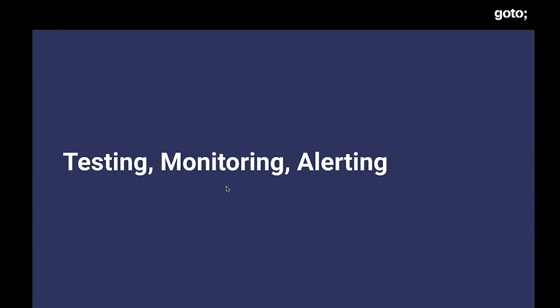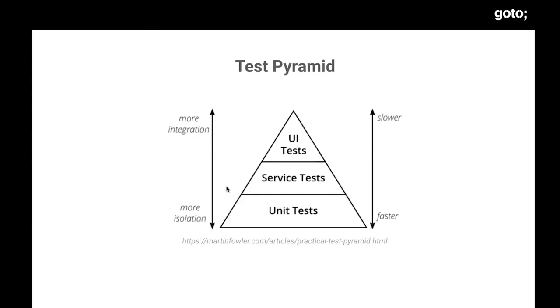So on testing, monitoring, and alerting. So I have the test pyramid. This is a pretty well-known test pyramid. And it outlines that at the very base, you want to have unit tests, the tests for granular logic for each function of the code. You have service level tests, and then you have some UI tests for your user experience.